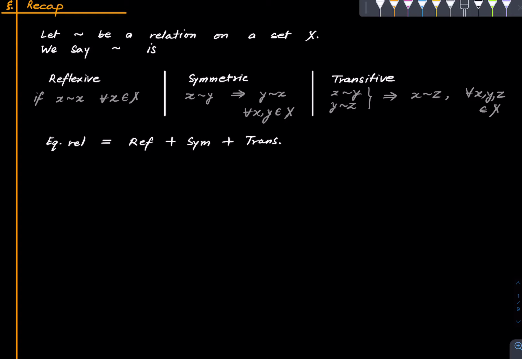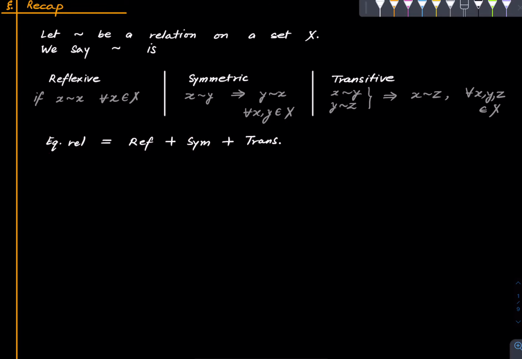So let's recall. If tilde is a relation on a set X, we say that tilde is reflexive if everything in X is related to itself, symmetric if you can switch the order of relations, transitive if this holds. And we say tilde is an equivalence relation if it is reflexive, symmetric, and transitive simultaneously.